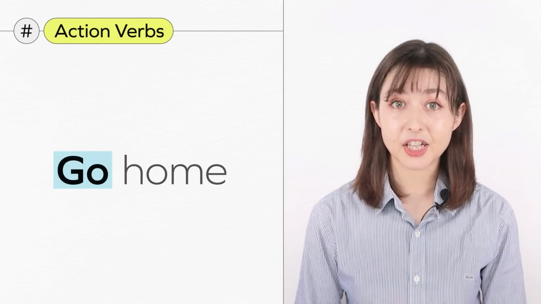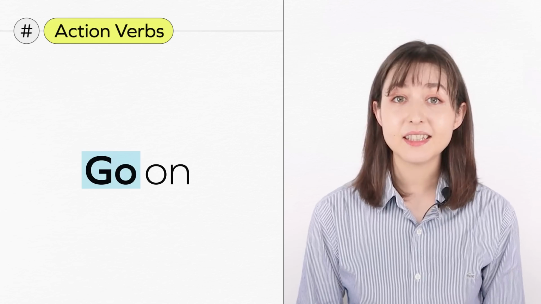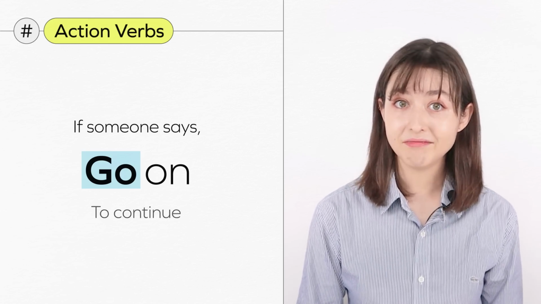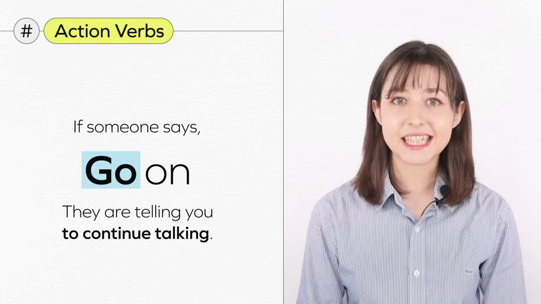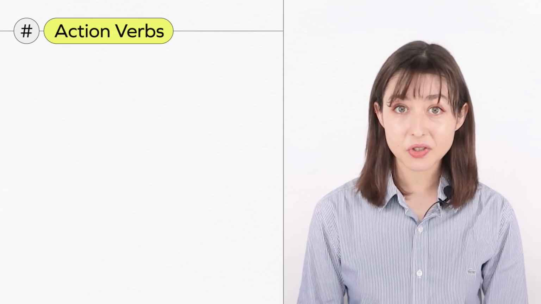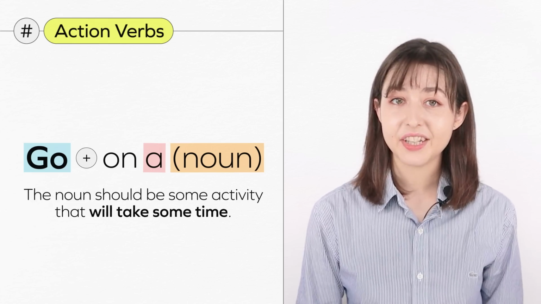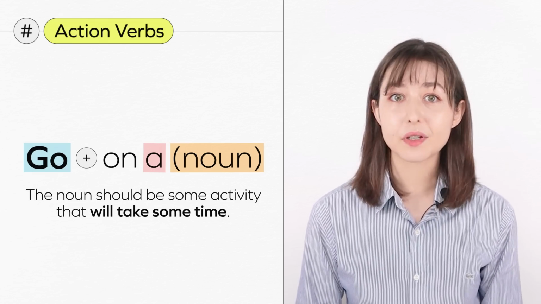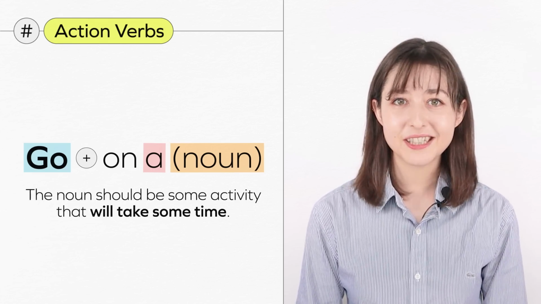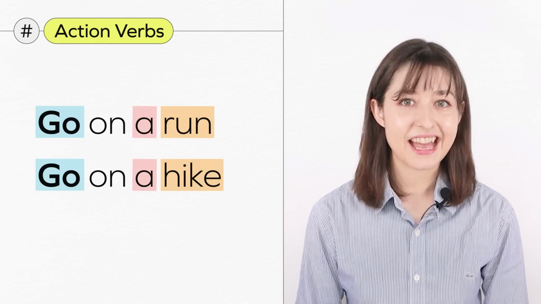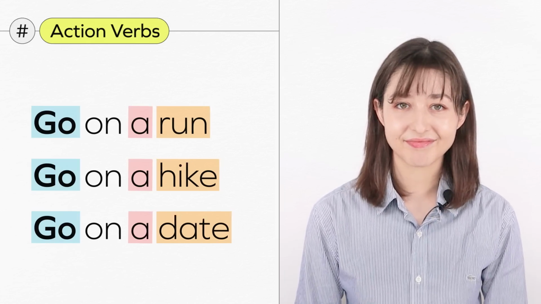Another common collocation is go on. This means to continue. So if someone says, go on, they are telling you to continue talking. It's also used with some other nouns with a in front of it. The noun should be some activity that will take some time. For instance, go on a run, go on a hike, and go on a date.